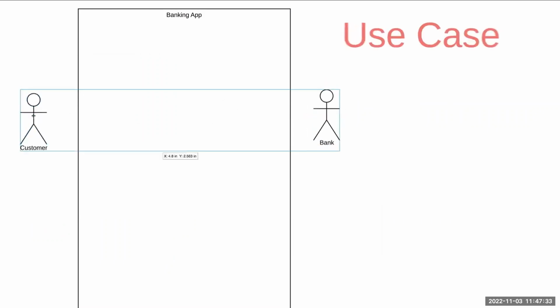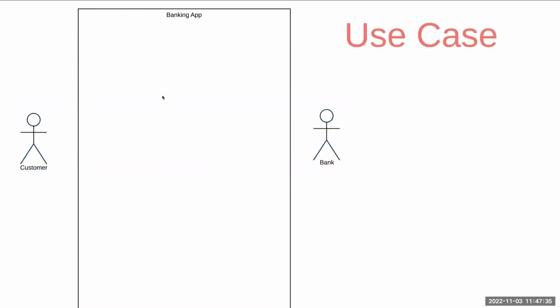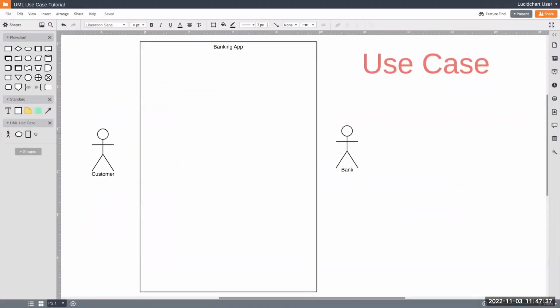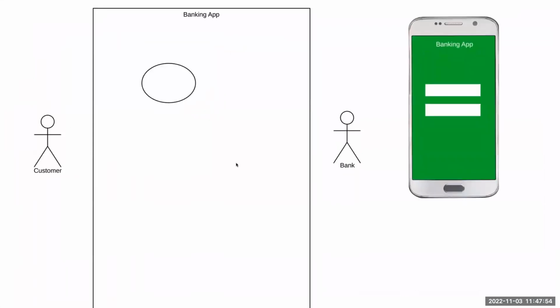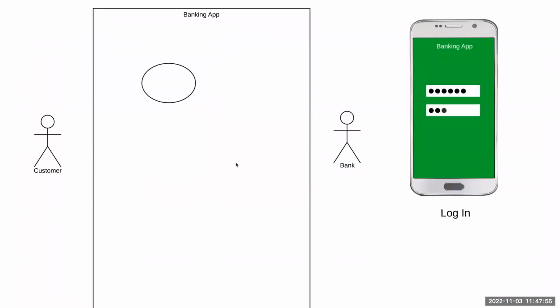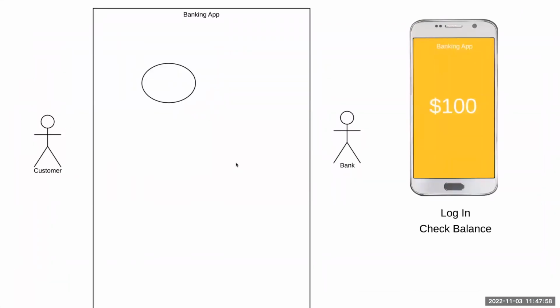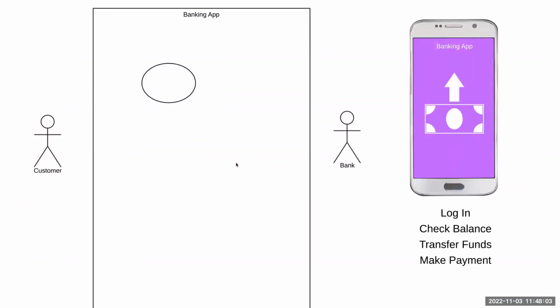The next element is a use case, and this is where you really start to describe what our system does. A use case is depicted with this oval shape, and it represents an action that accomplishes some sort of task within the system. They're going to be placed within the rectangle because they're actions that occur within the banking app. So what is our banking app going to do? We're going to keep things very simple. Our banking app is going to allow a customer to log in, check their account balance, transfer funds between accounts, and make payments towards bills.